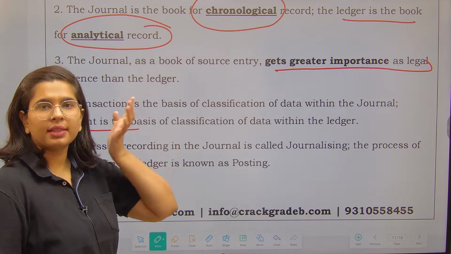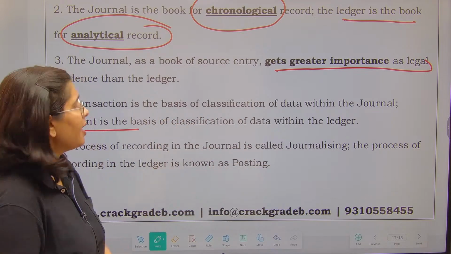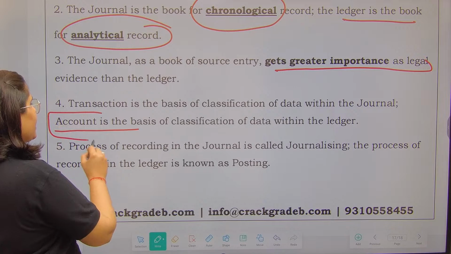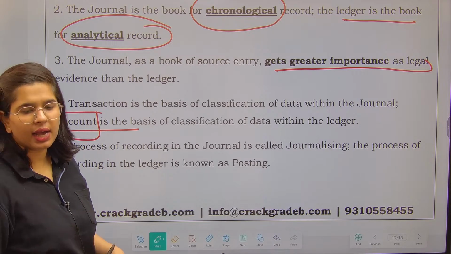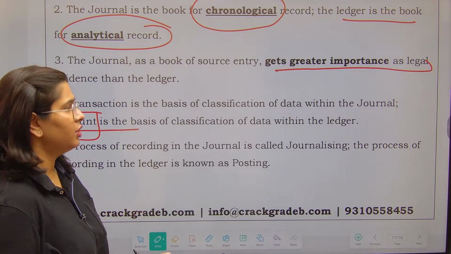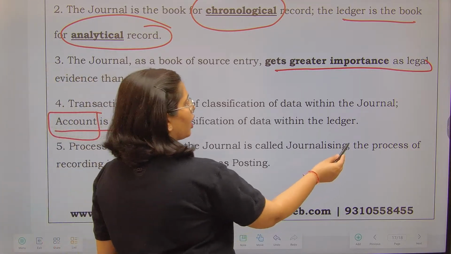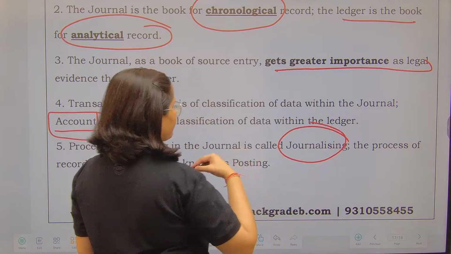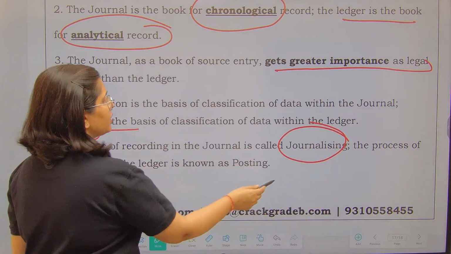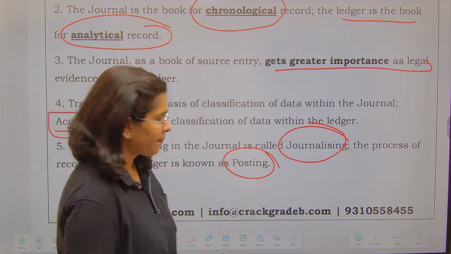जर्नल में हम क्या करते हैं? ट्रांजैक्शंस रिकॉर्ड करते हैं. And ledger में हम क्या करते हैं? We are maintaining accounts. Individual accounts मेंटेन करना, this is the need of the ledger. The process of recording in the journal is called journalizing, and the process of recording in the ledger is called posting. ठीक है?